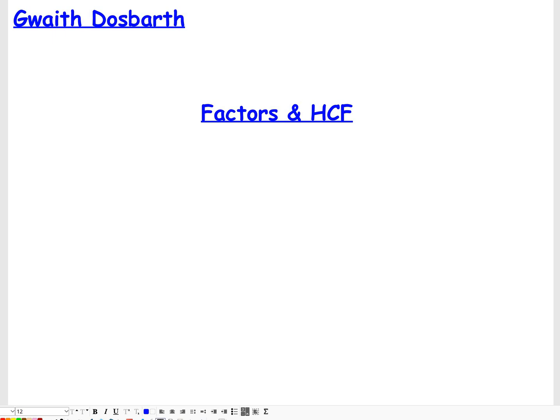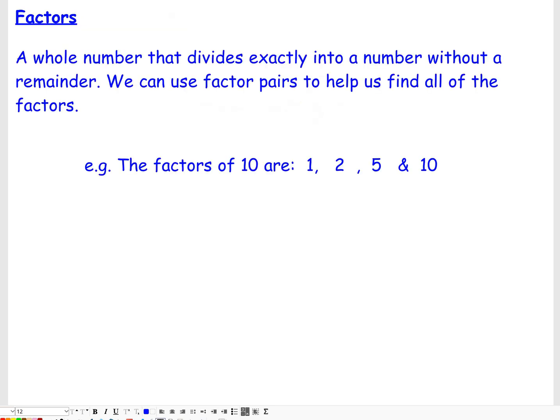Continuing with the topic, types of number, today we're going to look at factors and HCF. Starting with factors. A factor is a whole number that divides exactly into a number without a remainder. We can use factor pairs to help us find all of the factors.